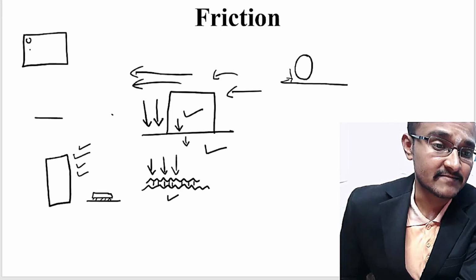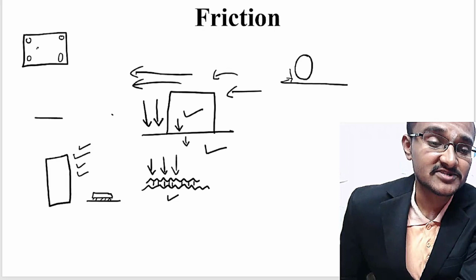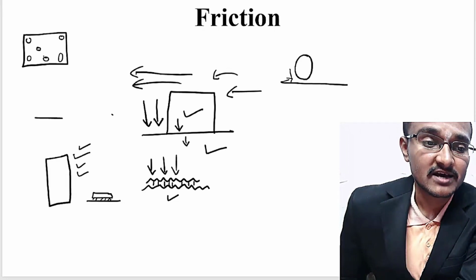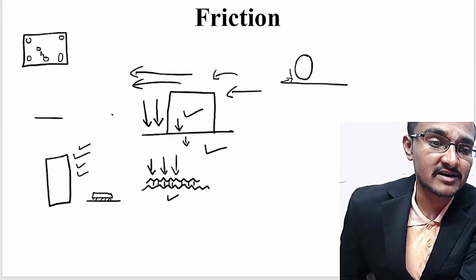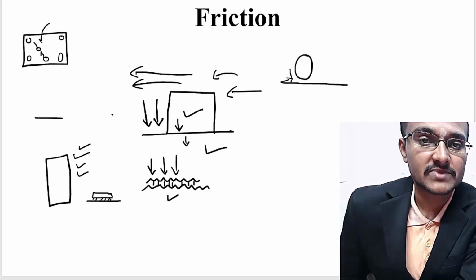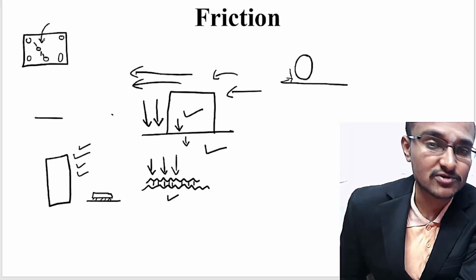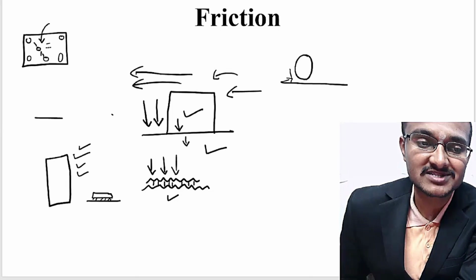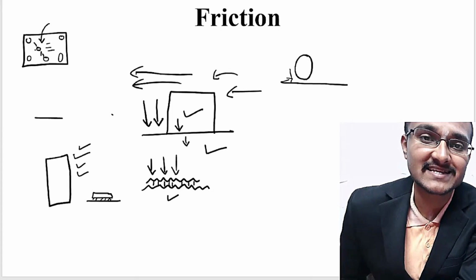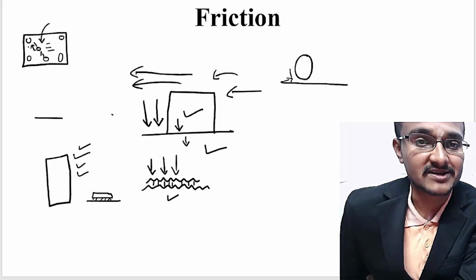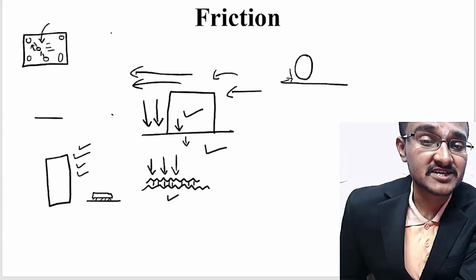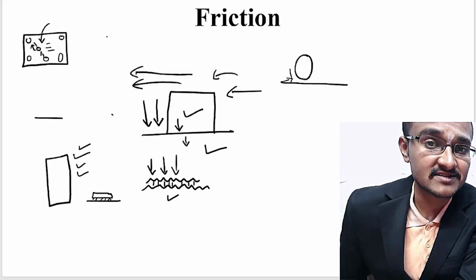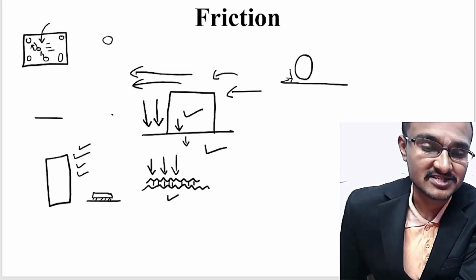Even while playing carom, you might have seen that hitting the pawn with a particular force will not be enough for the pawn to move towards the hole. You apply some kind of powder on the board so that you can reduce the friction, so that the pawn can easily move towards the hole and you can hit it properly. And even sometimes friction generated inside the engine will also damage the engine.